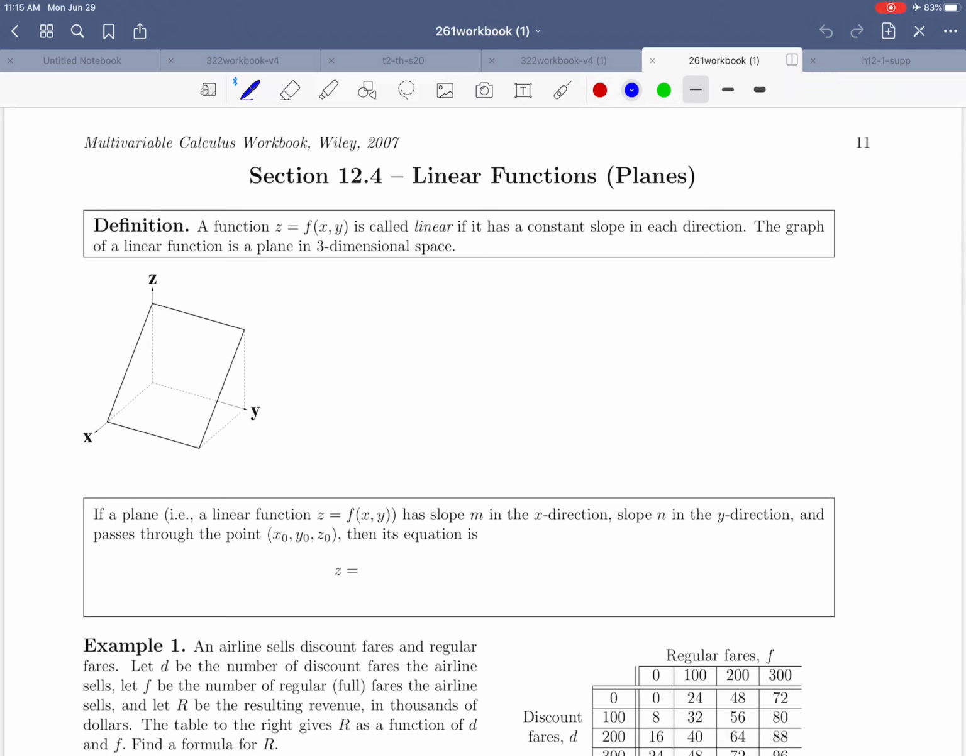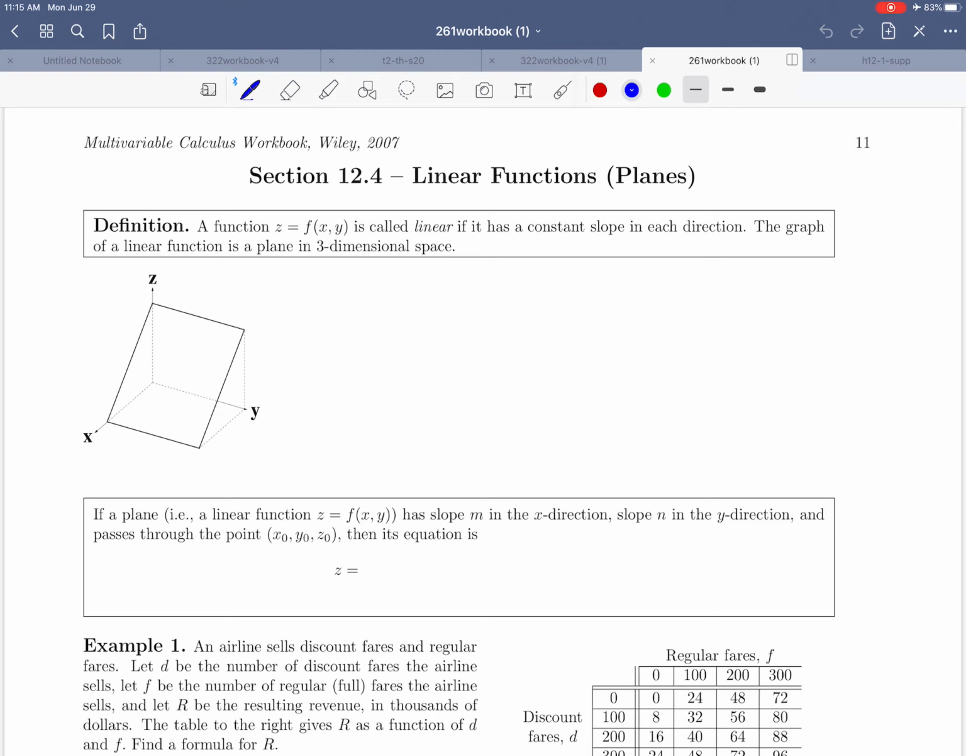Welcome everybody to page 11 in the workbook. This is the beginning of section 12.4, and this is a discussion about linear functions, otherwise known as planes. This is one of the simplest types of surfaces that we can describe in three-dimensional space, and it's going to be a type of surface that we do a lot of work with over the course of the semester.